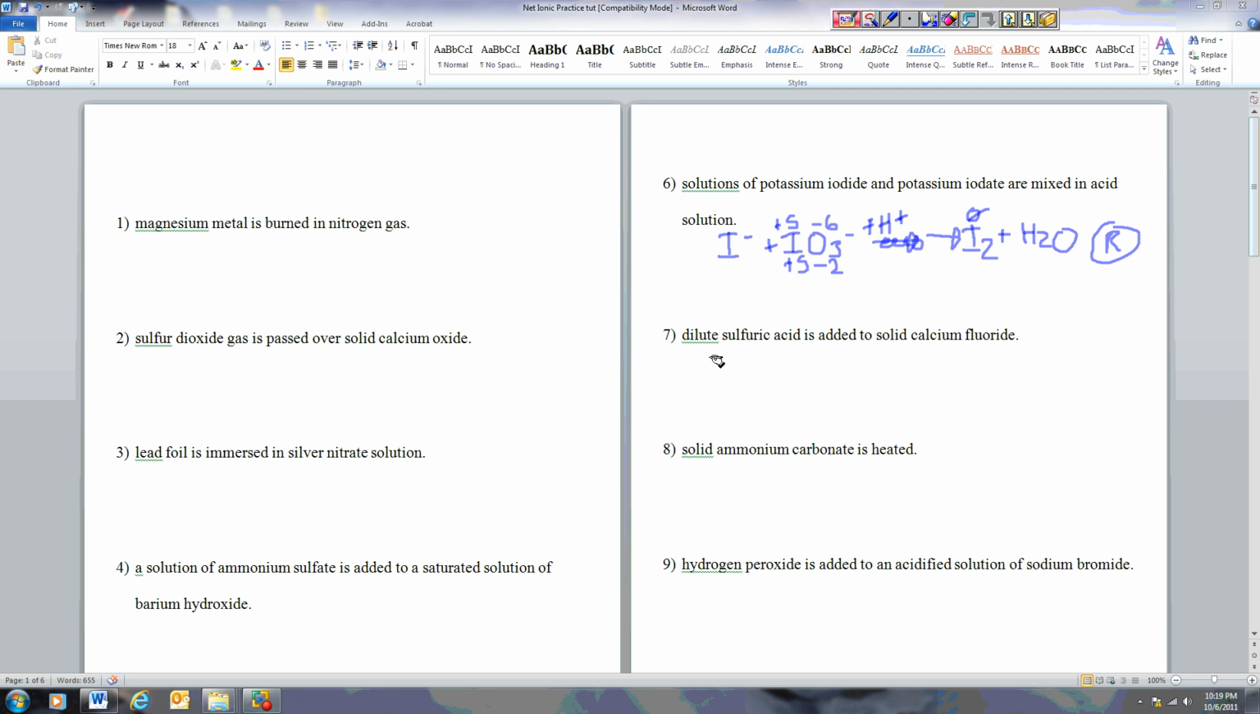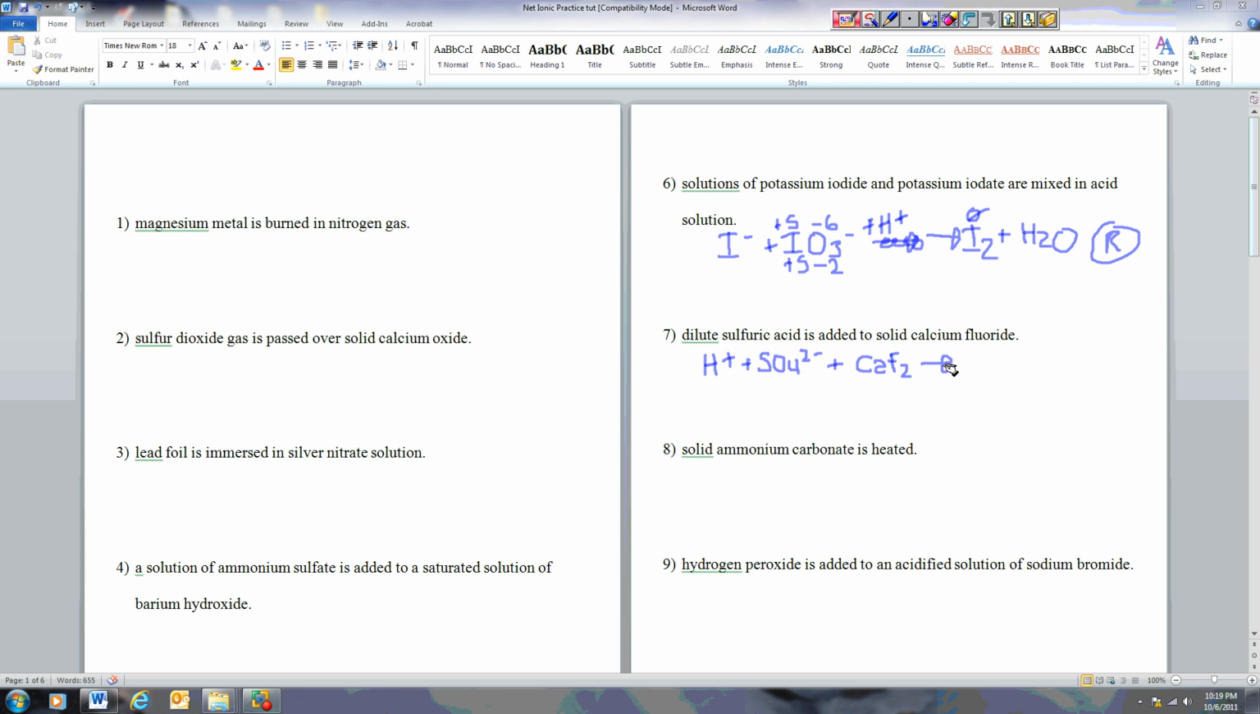All right, dilute sulfuric acid. Now you have what's called a strong acid. And guess what? You have to break it apart. You cannot keep it as H2SO4 because you'd be wrong. It's added to solid calcium fluoride. That word solid means you cannot break it apart. You have to keep it together.